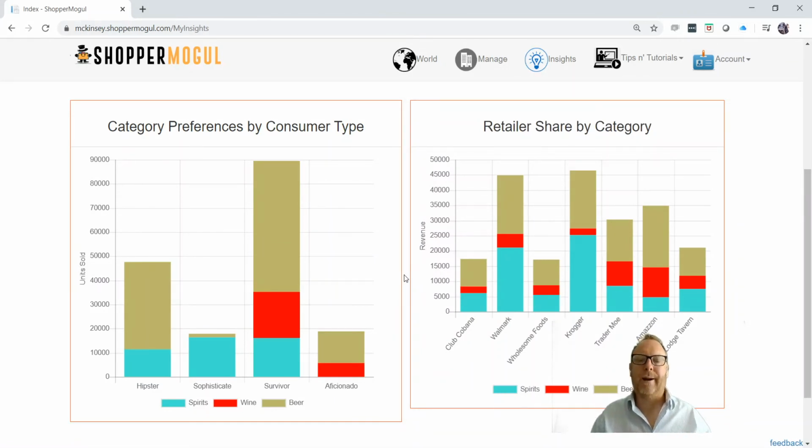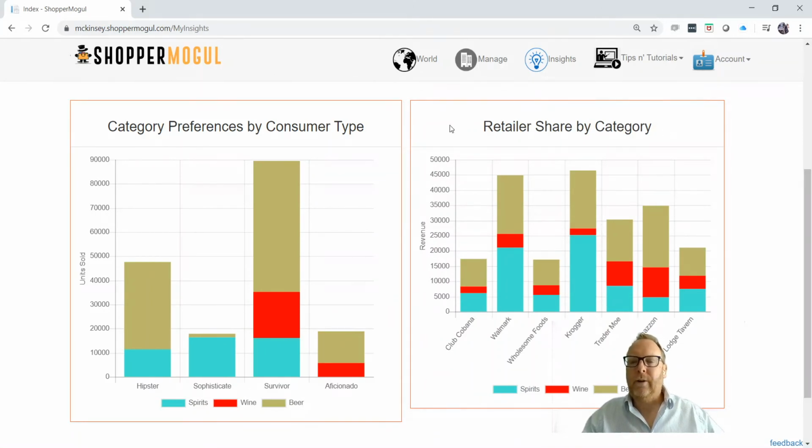And just as a health check, the reason that they're purchasing this mix will have something to do with their inherent preferences, but it may also have something to do with the offerings in the game. So the fact that no hipsters are drinking wine, it may just be that there's no wine in the market that appeals to hipsters.